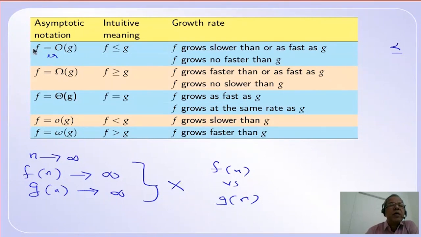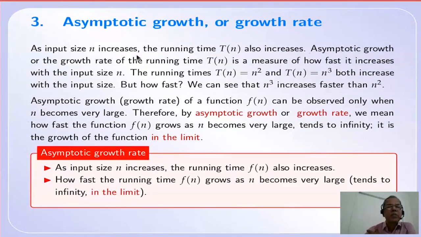Compare these things, big O and small o. F is equal to big O of g means f grows more slowly or as fast as g, whereas small o means it grows more slowly. Similarly, big omega and small omega. Big omega means f grows faster than or as fast as g. Small omega means f grows definitely faster than g. This is an informal notation. Now let us define. Read only what is in the box.